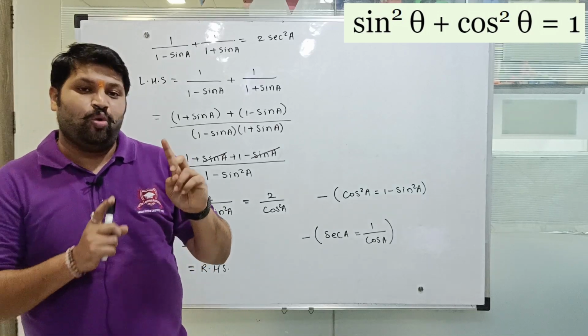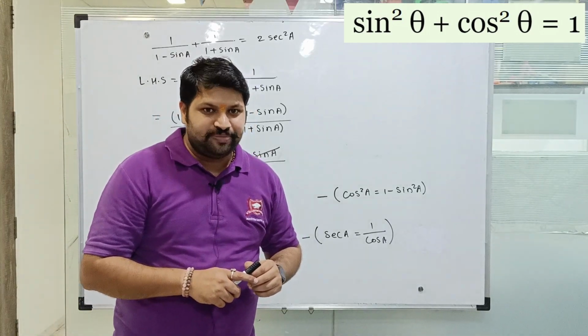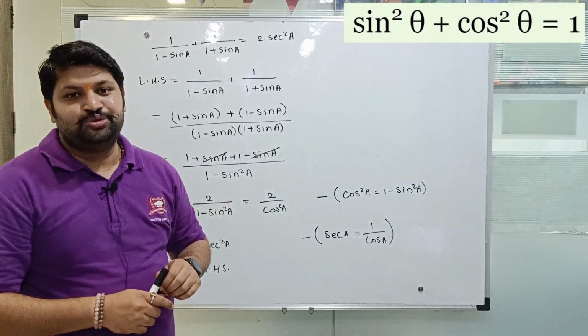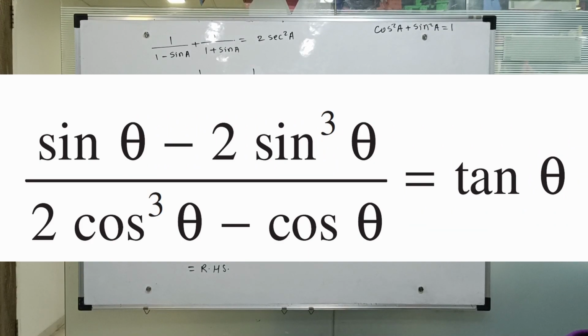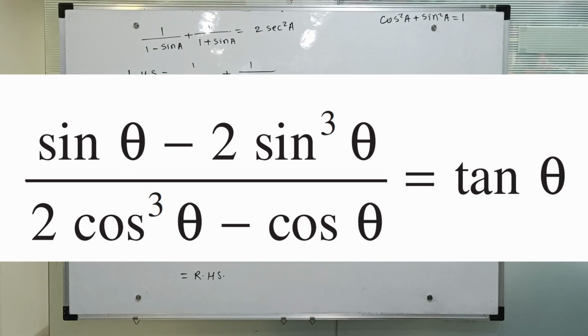Now let us take one more sum from the NCERT book which deals with similar identities. This sum is from exercise 8.4 NCERT book, question number 5, subquestion 7. It is sin theta minus 2 sin cube theta upon 2 cos cube theta minus sin theta is equal to tan. We have to prove this. This is a very interesting sum, and many of my students have had a doubt in solving this particular sum. So let us see how we can solve this.